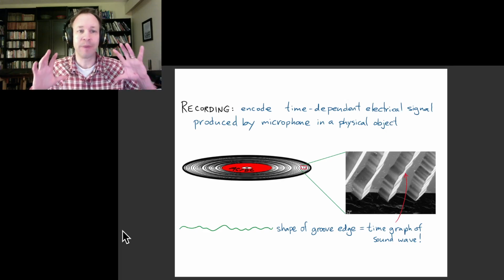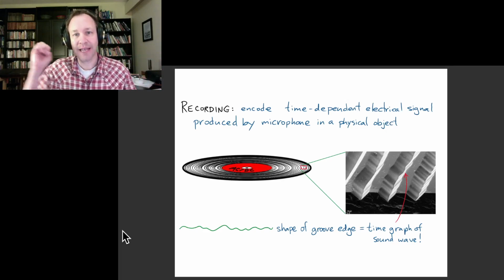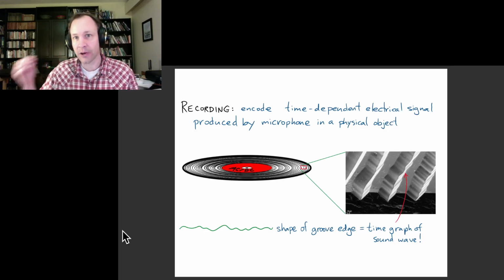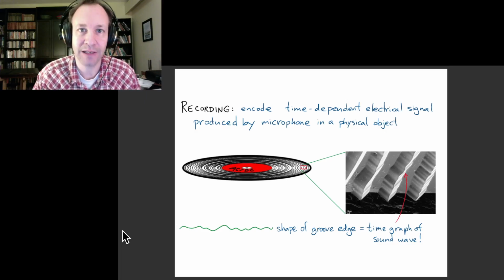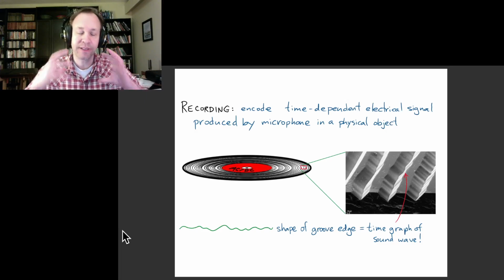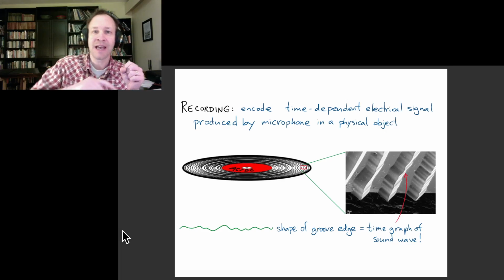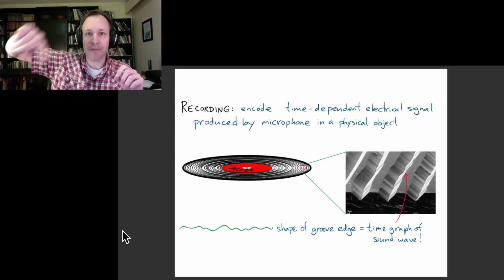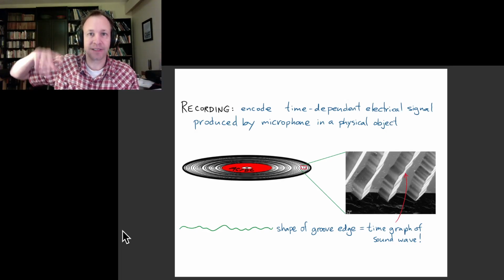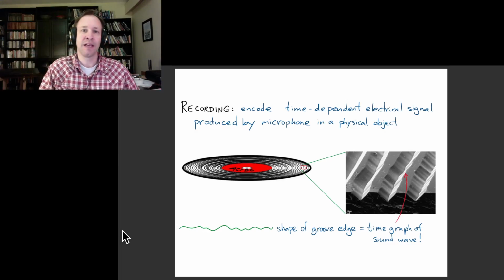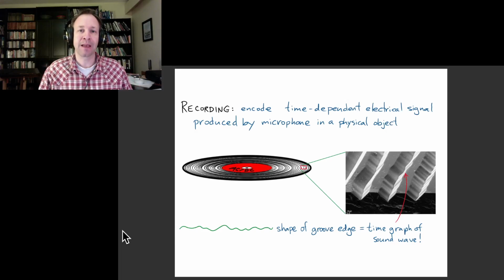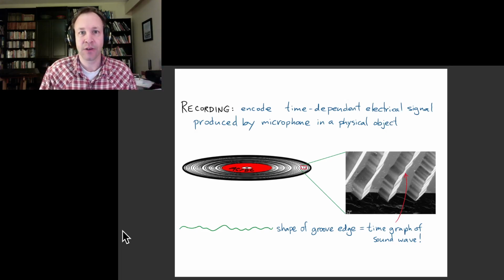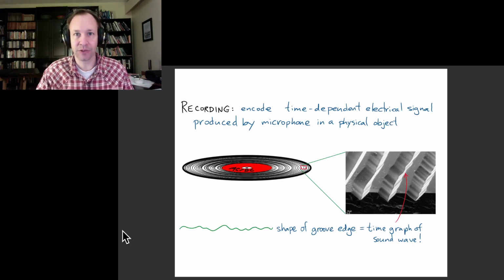Okay, so basically the idea of making a recording is to take that electrical signal that is encoding your sound wave and encode that in some physical object. The simplest thing you can imagine is actually just taking the electrical signal and somehow making the time graph for the current for that electrical signal, which is the time graph for the sound wave, somehow just writing that down or drawing it. And that's pretty much exactly the way that a vinyl record stores sounds.